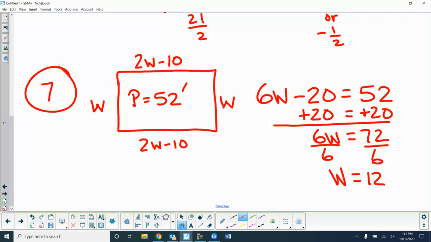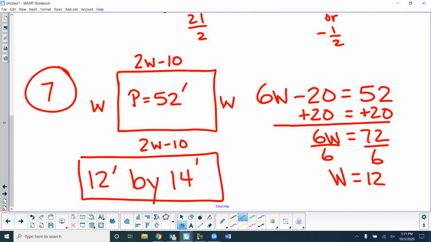All right? Let's find the length. Plug 12 right there, right? 2 times 12 is 24, minus 10 is 14. So make sure you answer the question. If you just wrote 12, I'd probably mark a point off because you didn't tell me the dimensions, both length and width. Make sense? Maybe tomorrow I'll give you a triangle one. Just add up the three sides, right?